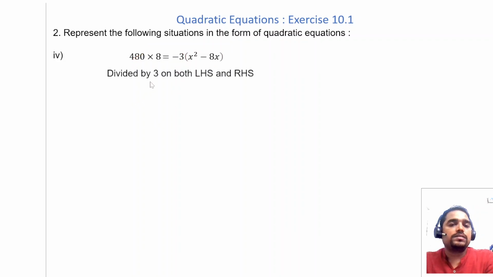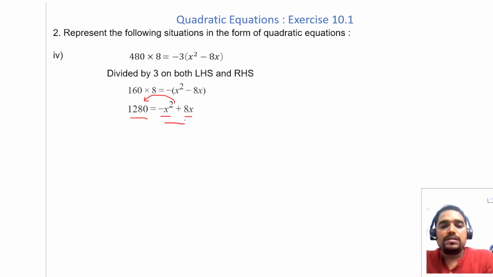Now with that, what happens? Or we can also divide by 3 on both LHS as well as RHS. If you divide by 3, then 3 gets cancelled in the RHS, and also in the LHS 480 would become 160. Now let us simplify this. Let's multiply this and find the value, which would be 1280. Now if you open the bracket for RHS, minus of x square would be minus x square, minus into minus is plus 8x.